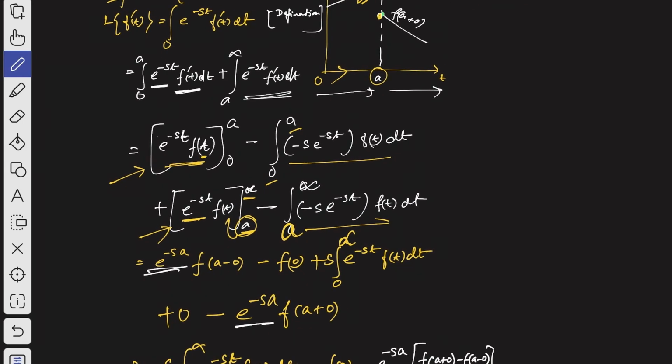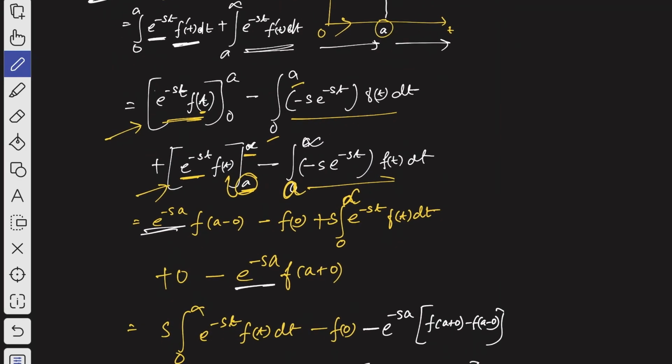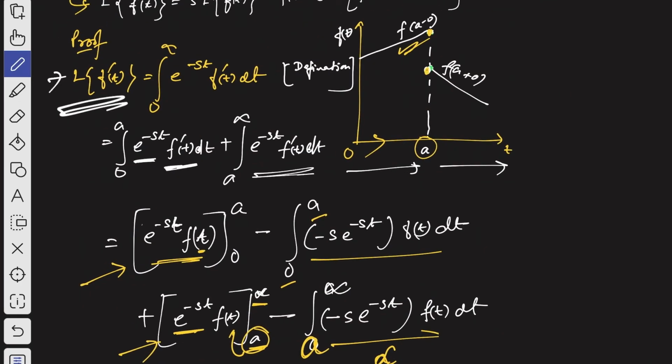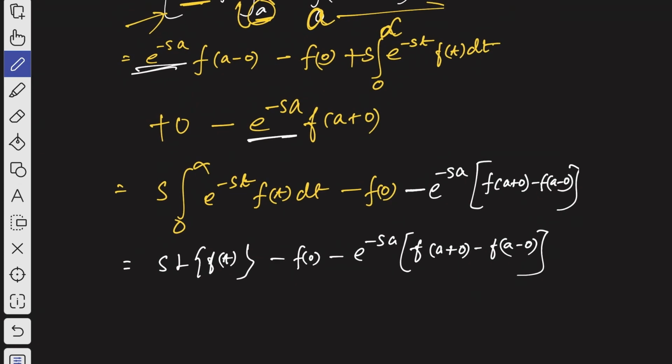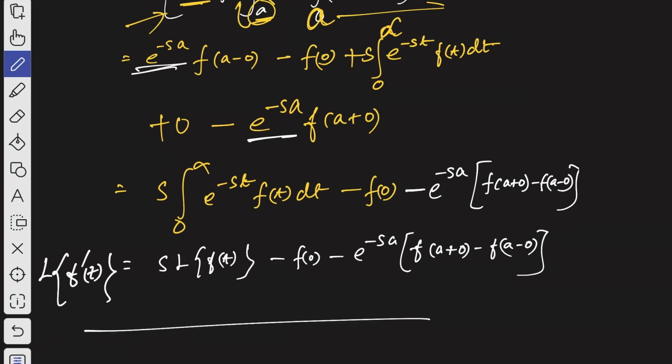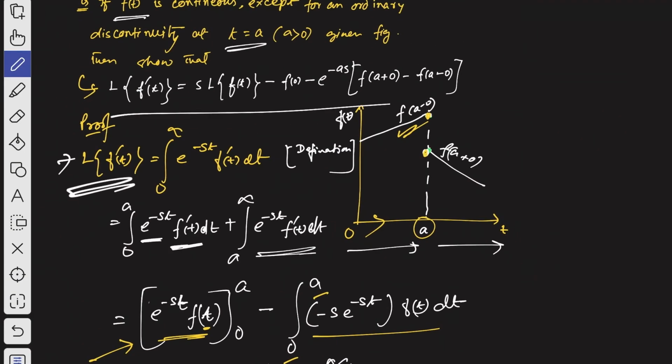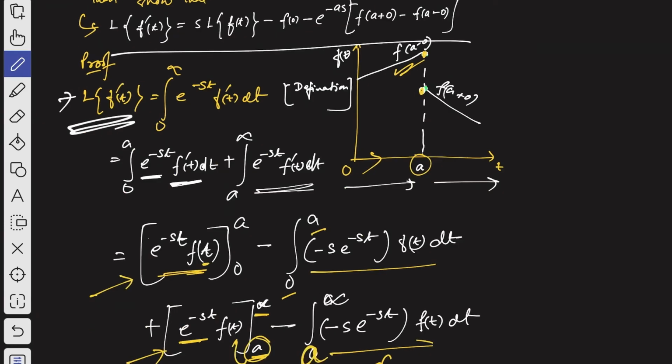This is the required result, isn't it? This is equal to what? Laplace transformation of f dash of t. So we have got Laplace transformation of f dash of t. So that's what we needed to prove. So hope it is clear to you now. So that's what we had to prove. This is the question, right?